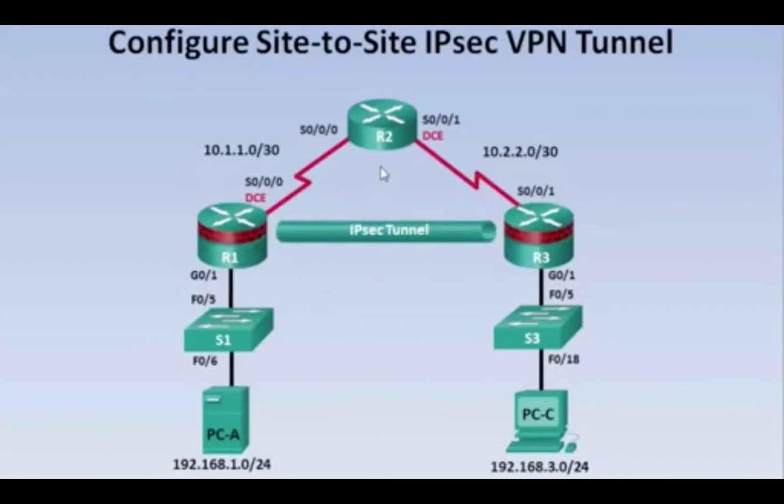Router R2 will actually have no knowledge of the 1 network or the 3 network and will only recognize the 10.1.1.0 network and the 10.2.2.0 network between routers R1 and R2 and routers R3 and R2. So the communications going from PCA to PCC will be essentially hidden within the tunnel.